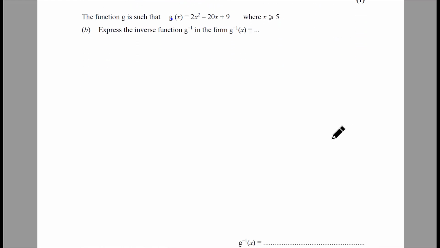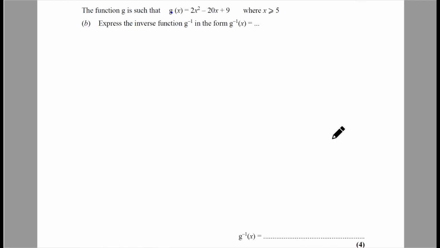I've just changed the function, and we need to express that as its inverse function. So normally when we do this, what I like to do is do the inverse. So let's just say we're making that y equals 2x squared minus 20x plus 9. We want to make x the subject, so let's put the y back in.